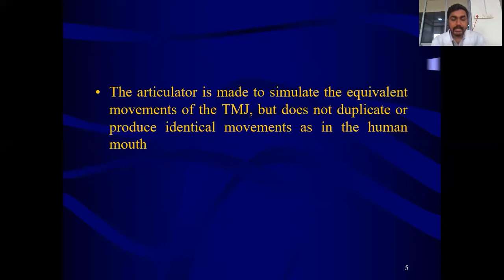Now the limitation: the articulator is made to simulate the equivalent movements of the TMJ, but does not duplicate or produce identical movements as in the human mouth. Even though we will be able to program the articulator, just imagine that human beings have muscles, ligaments, and neuromuscular control. But an articulator is an instrument made of metal, which will not have the exact movements of the muscles and the ligaments. So we can only try to simulate the movements in an articulator. We cannot make identical, 100% copies. We cannot do it in an articulator. Some kind of errors will be incorporated in the articulators also.